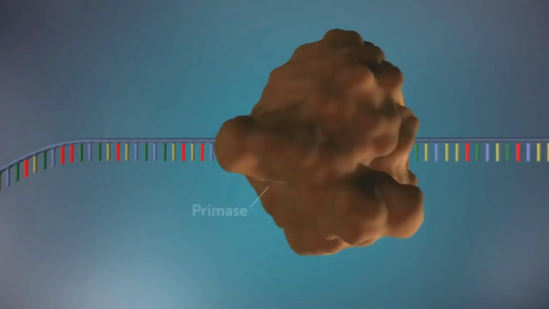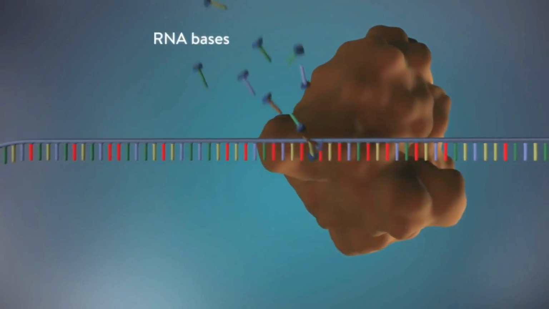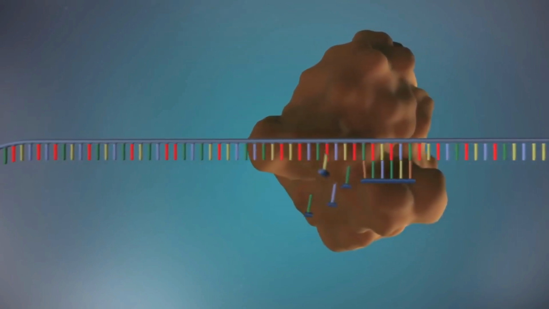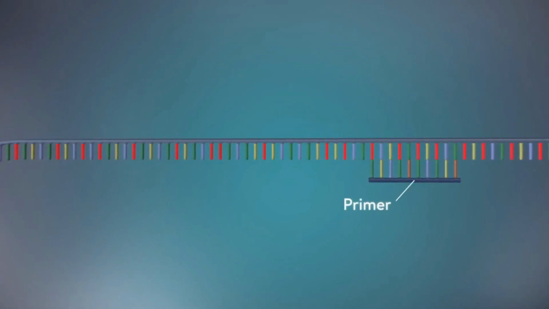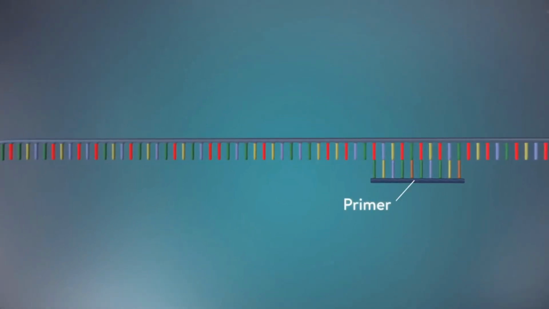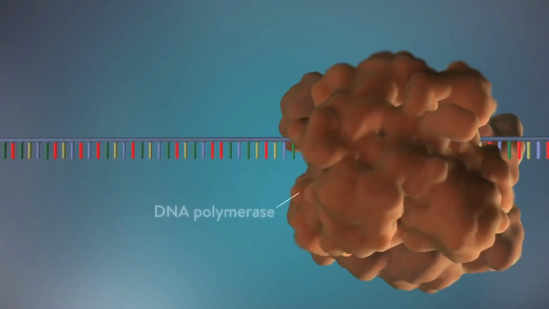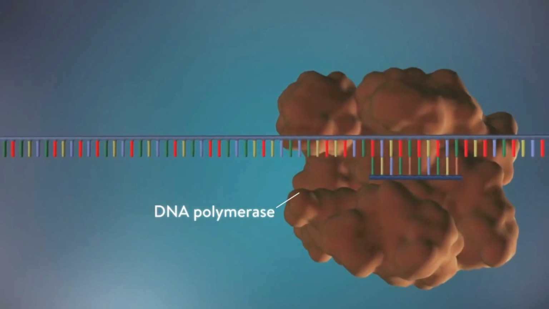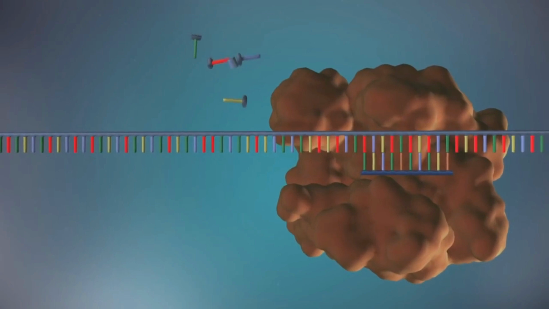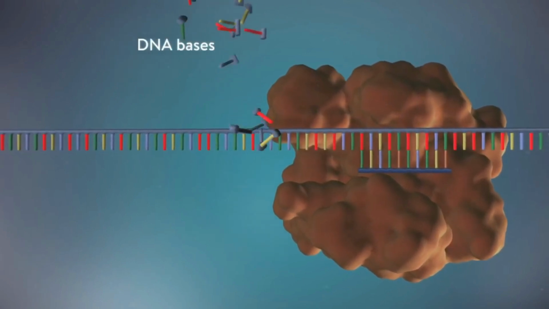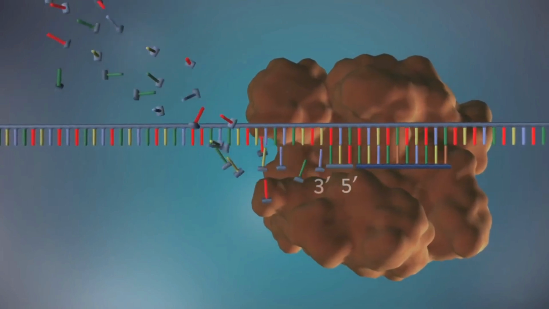An enzyme called primase starts the process. This enzyme makes a small piece of RNA called a primer. This marks the starting point for the construction of the new strand of DNA. An enzyme called DNA polymerase binds to the primer and will make the new strand of DNA. DNA polymerase can only add DNA bases in one direction, from the 5' end to the 3' end.